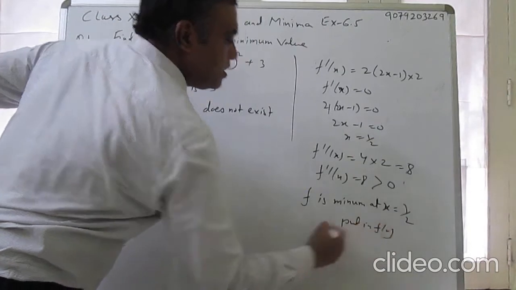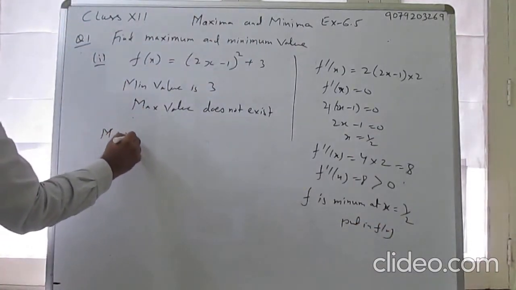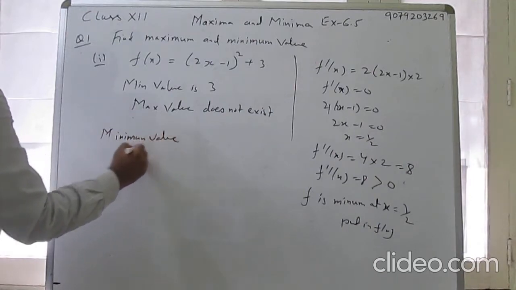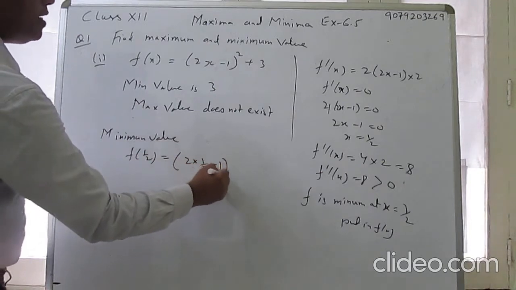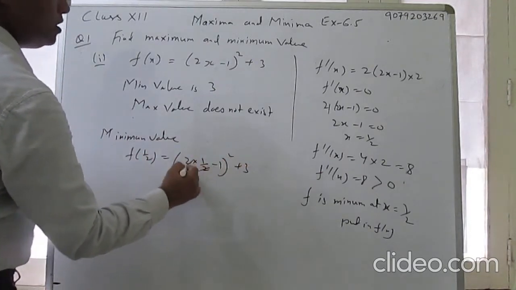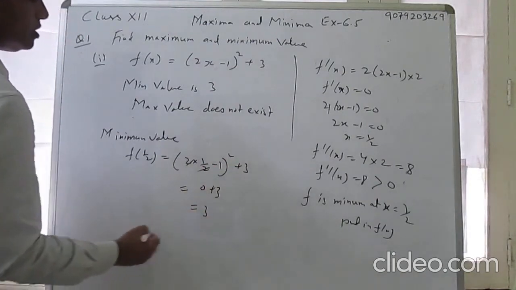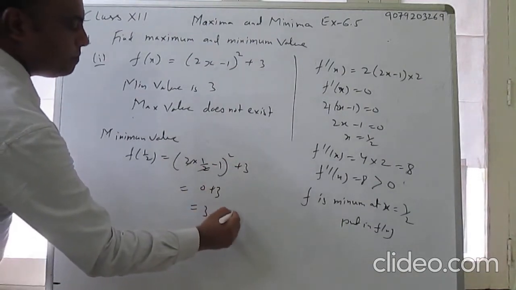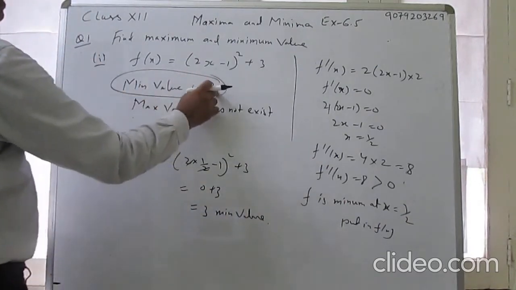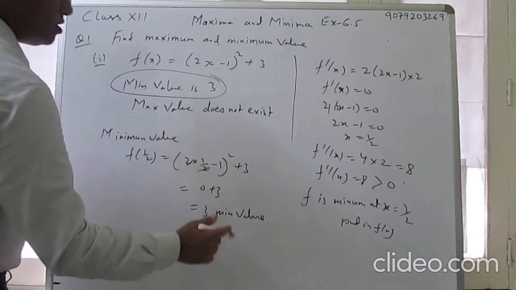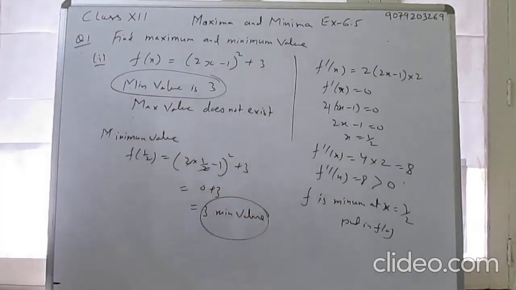So minimum, put in f(x). So minimum value क्या हो जाएगी? f of 1 by 2 पे क्या हो जाएगी? 2 into 1 by 2 minus 1 whole square plus 3. So it becomes 0 plus 3 is equal to 3. This is the minimum value. Maximum value does not exist. We can calculate directly in this question or by procedure; you can calculate, 3 is the minimum value.